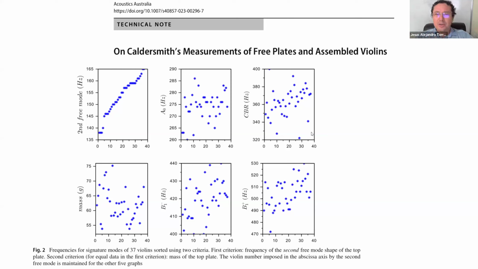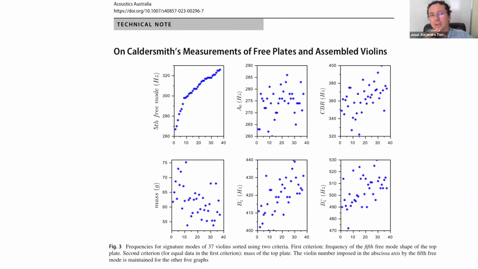As you can see, it would be hard to say that you can directly control any of the signature modes. The same is true for the fifth free mode. Using the fifth free mode is not a guarantee that we can link with any other of the signature modes when the same violins are made. These graphs correspond to 38 violins and are available in a Technical Note in Acoustics Australia. If you want the paper, please contact me.